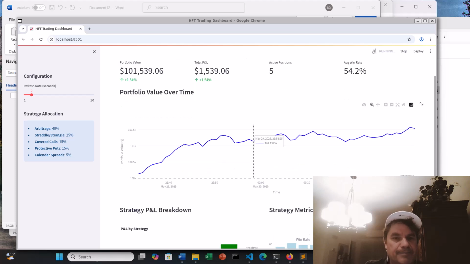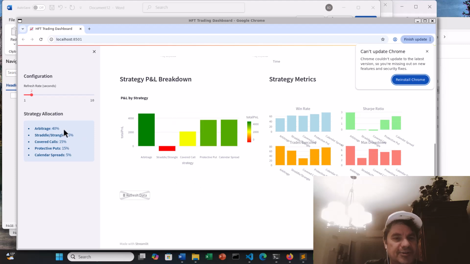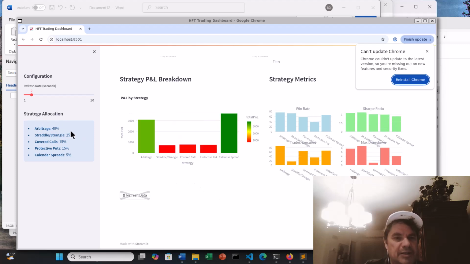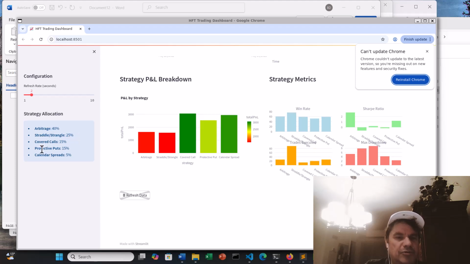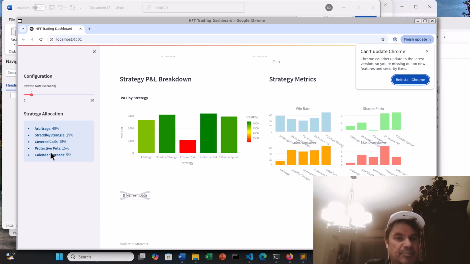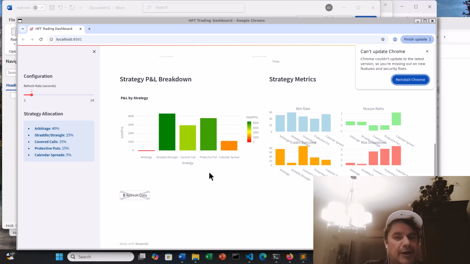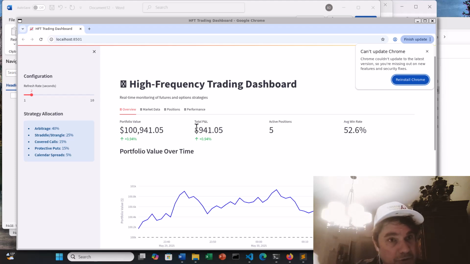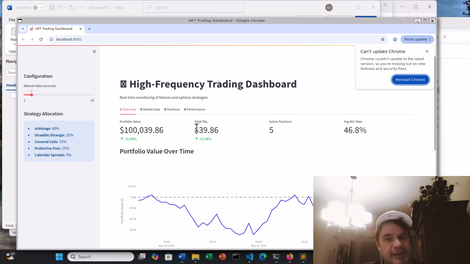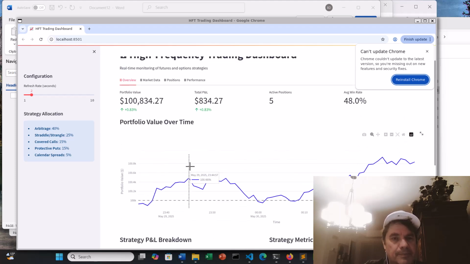It's live, and this is very sophisticated. This is why I like Streamlit. So you can see right here we got strategy allocation: 40% arbitrage, 25% strangle, straddle, 15% covered call, protective put, and calendar spread. These are obviously for futures and options. Now, this is futures and options on futures, nothing to do with equity outside the indices. So you can see here, this is all simulation.